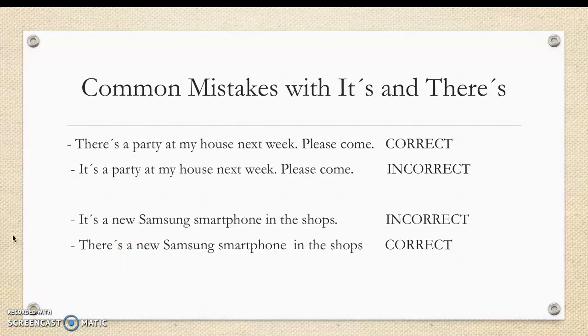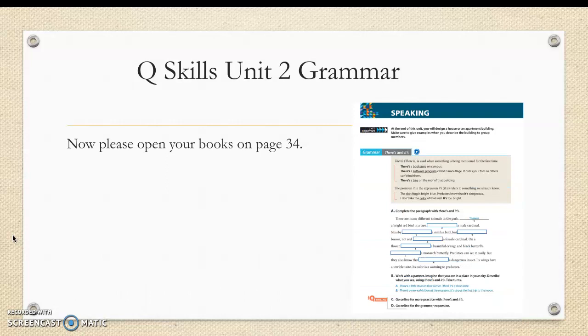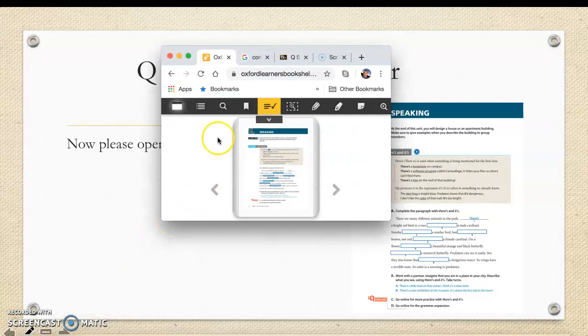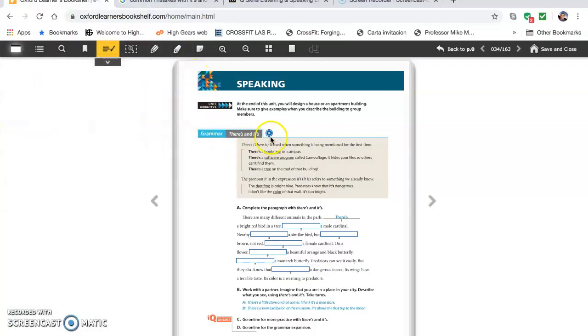Now I'd like you to take your books and go to page 34, please. Hi again. So let's go to page 34 in the book. You will see this page here. Here we have the grammar section, there is and there are. And let's have a quick summary of this.